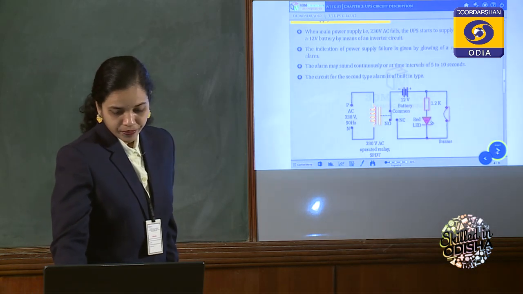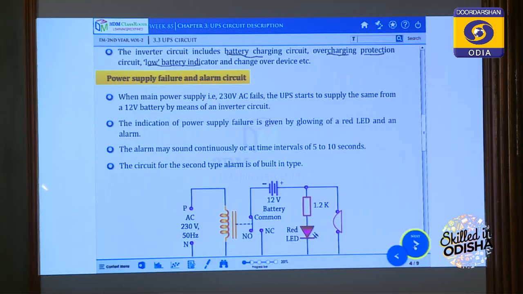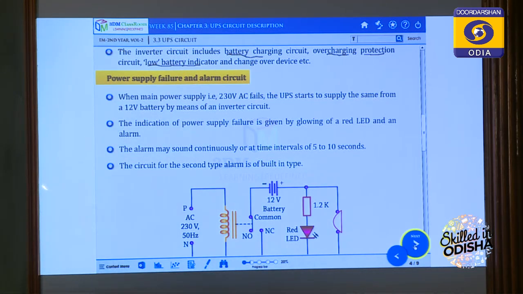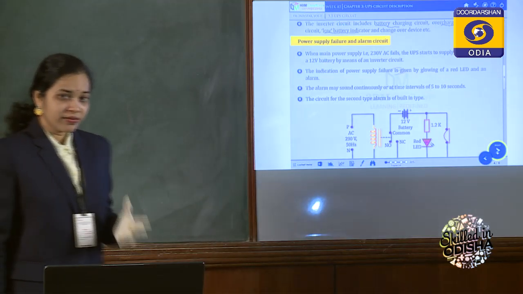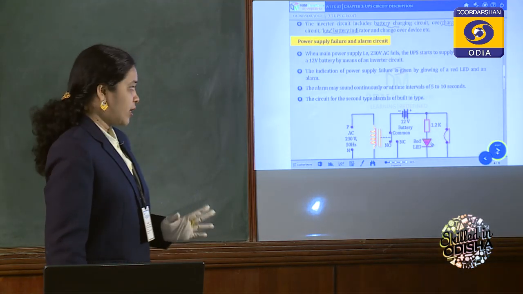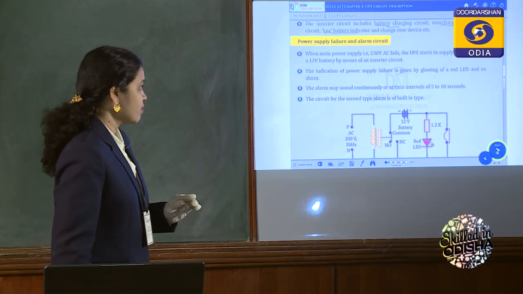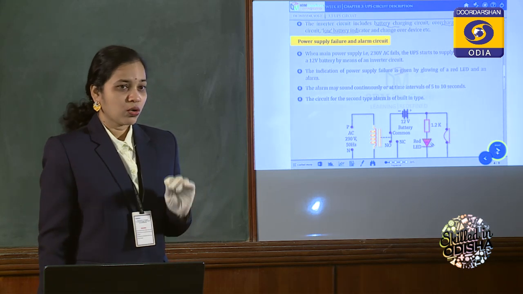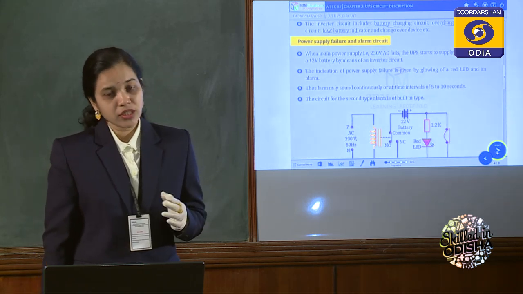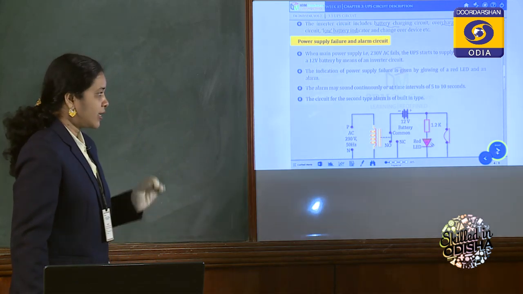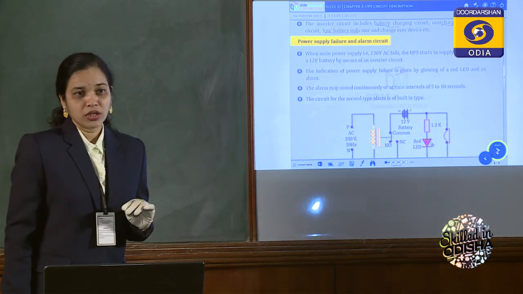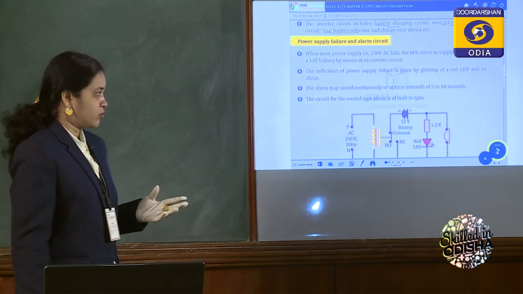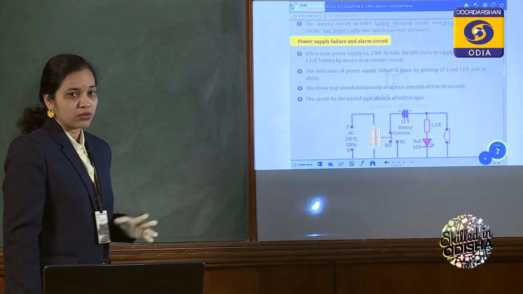Now we will see the power supply failure and alarm circuit. When the power supply fails in the UPS, it gives a sound and alarm. It glows an LED by seeing which we can know that the power is off, and it also gives a buzzer sound which attracts our attention, so the users can know the power is off.